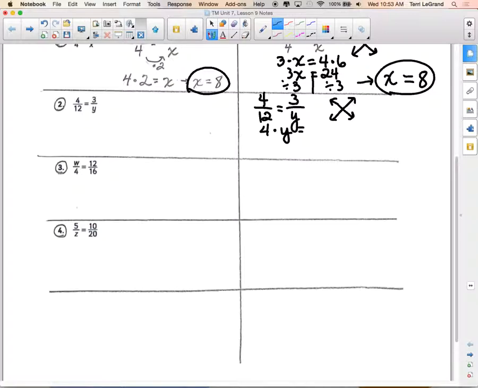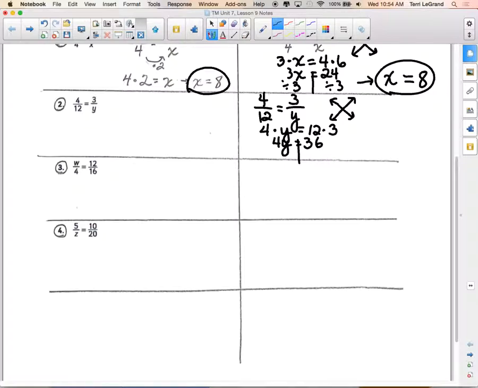And what multiplication would that be? Go ahead, class, say it out loud. 12 times 3. Okay, 4 times y is what? 4y. 12 times 3 is 36.